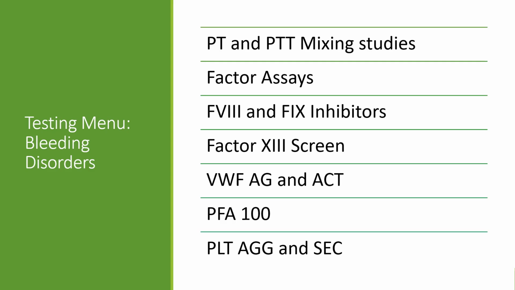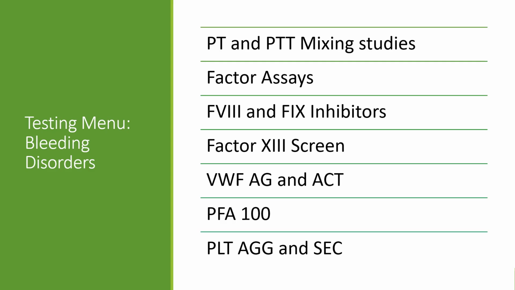The first special coag testing menu that we are going to talk about is associated with bleeding disorders. So this would be, for example, factor assays where we're looking for a specific factor deficiency, PT and PTT mixing studies that can help us determine whether we have a deficiency or maybe an inhibitor, and factor 8 and 9 inhibitors. In the case that we do find factor 8 or 9 inhibitors, we can look for those. Factor 13 screen with that 5 molar urea solution.